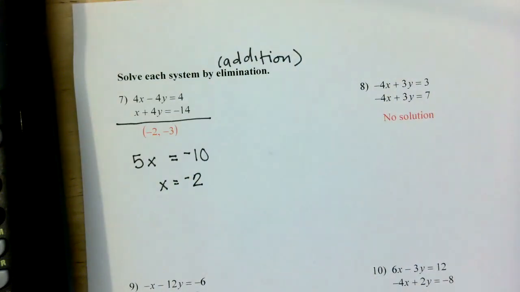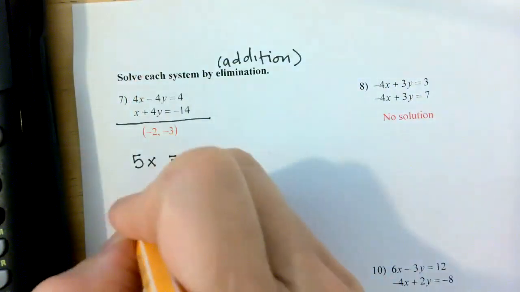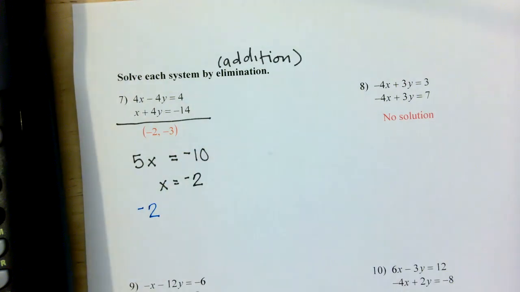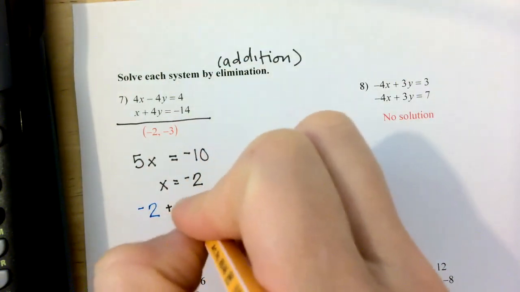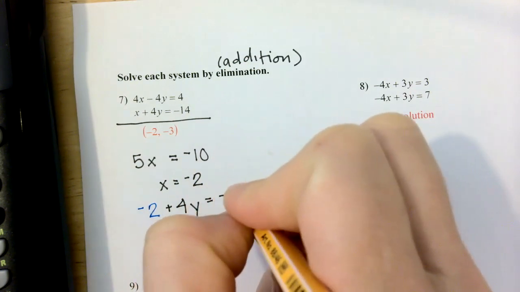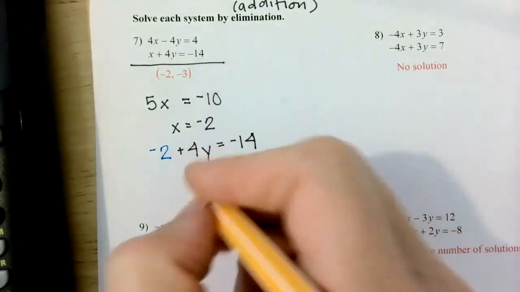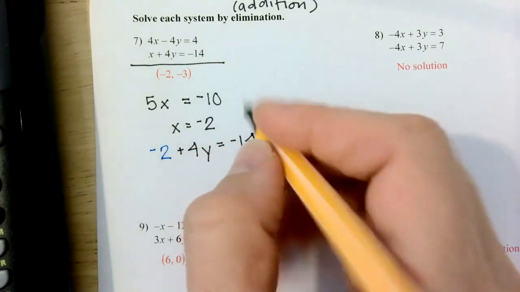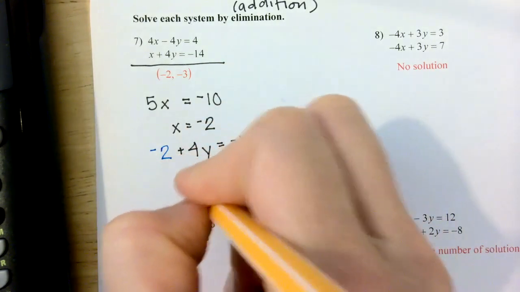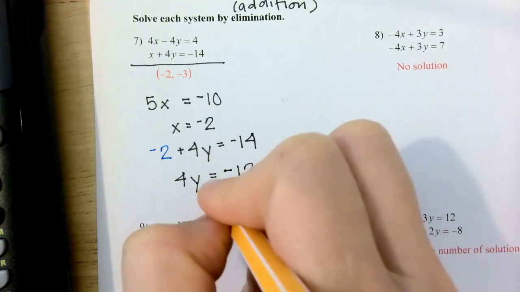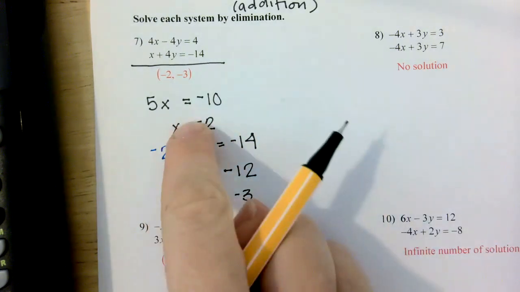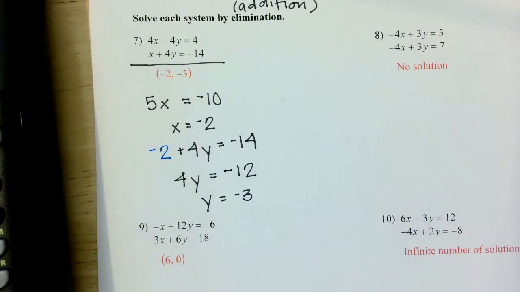And then just take that -2 and put it in either of these. We'll put it here, -2 plus 4y equals -14. Add the 2 and we get 4y is equal to -12. So y is equal to -3 when x is equal to -2. So that's the addition method.